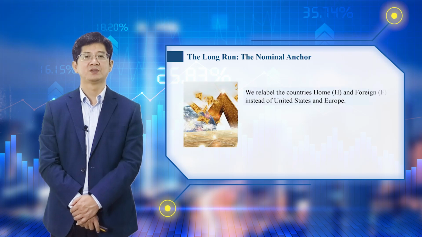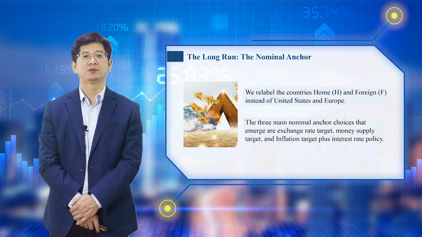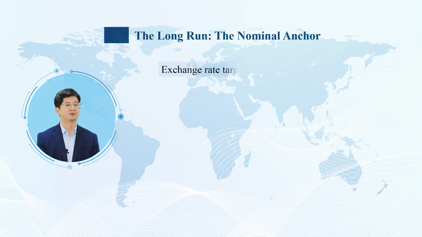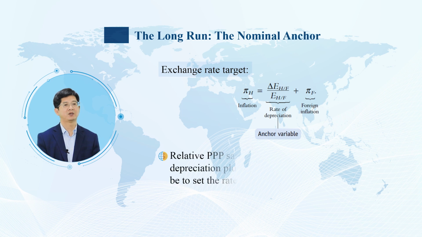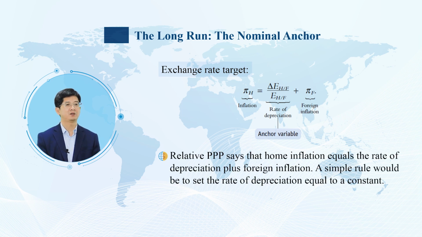We label the countries home, H, and foreign, F, instead of United States and Europe. The three main nominal anchor choices that emerge are as follows. Exchange rate target: pi H is equal to the rate of depreciation plus pi F. Relative PPP says that the home inflation equals the rate of depreciation plus foreign inflation. A simple rule would be to set the rate of depreciation equal to a constant.